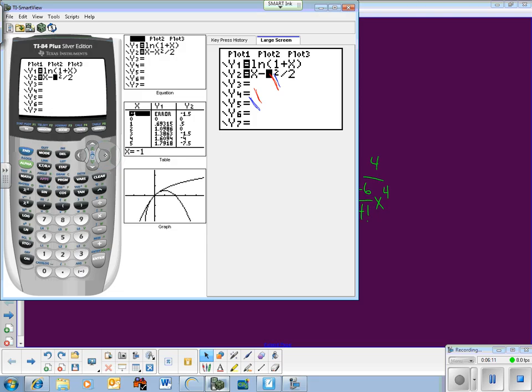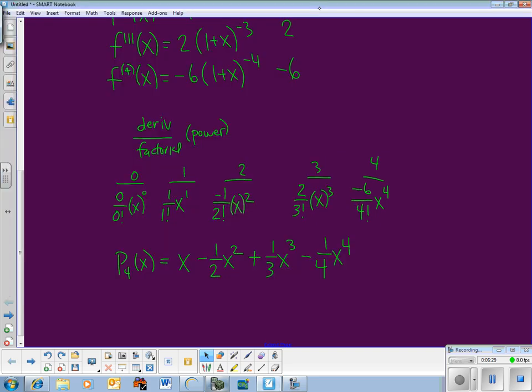x minus x squared over 2 plus x cubed over 3 minus x to the fourth over 4. Confirm and make sure that was right. Plus x cubed over 3 minus x to the fourth over 4.